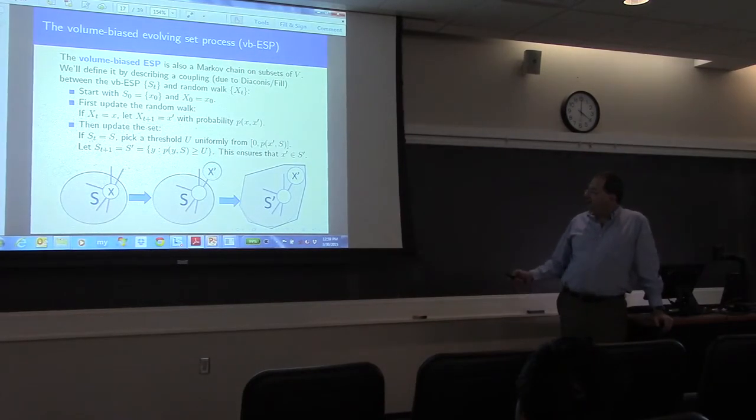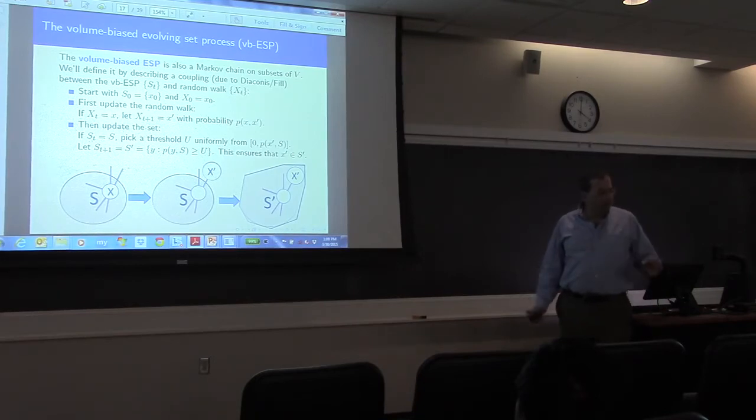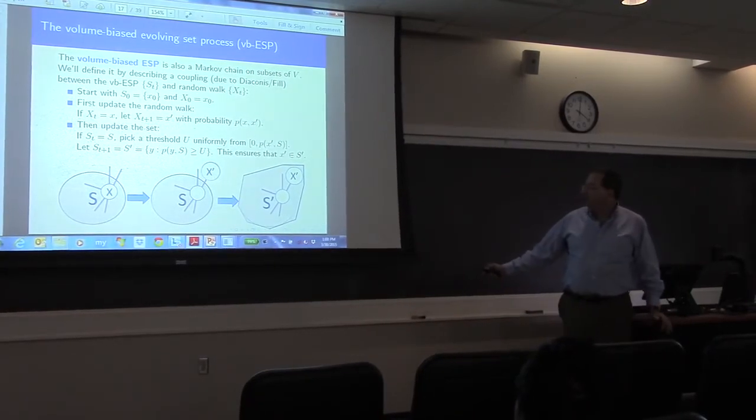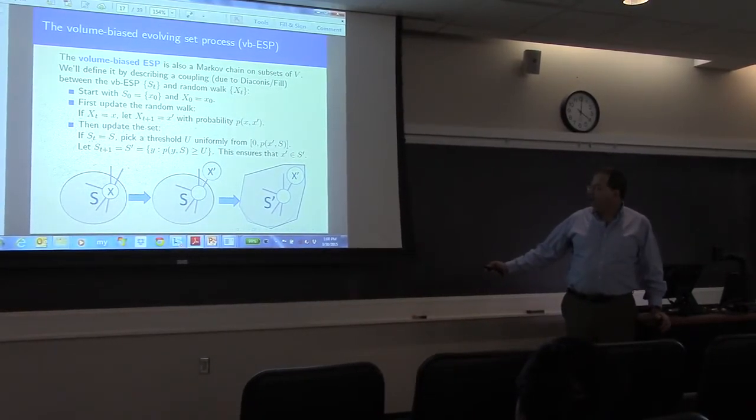And then this is what I told you of how you implement this process. We start with a set which is x0 and a moving particle which is x0. First we move the particle according to the walk. The particle ignores the set, but the set will respect the particle. So xt plus 1 just moves according to the transition probability, it's the lazy random walk.